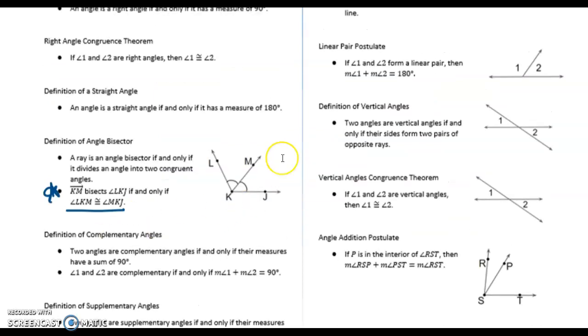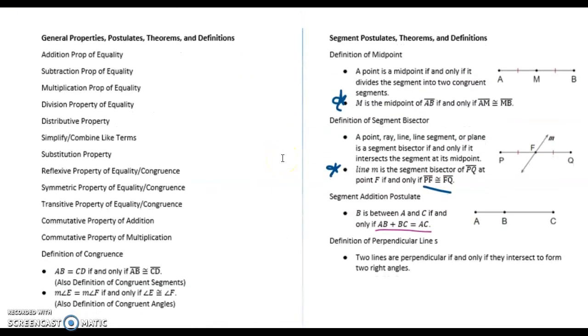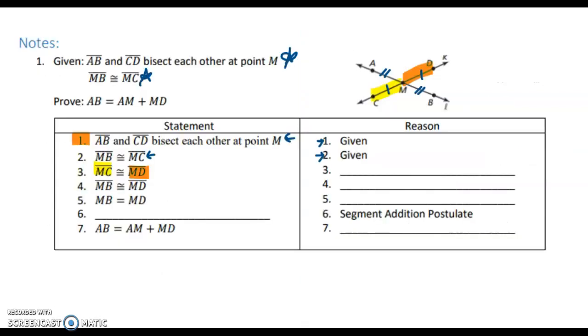So if you look up here on the proofs worksheet, definition of segment bisector: if you know something's the segment bisector, then you can say they're congruent. Or if you know those two are congruent, then you can say that's because of the definition of segment bisect. So this MC is congruent to MD because it's a bisector. So we're literally going to write definition of segment bisector, and we can abbreviate.